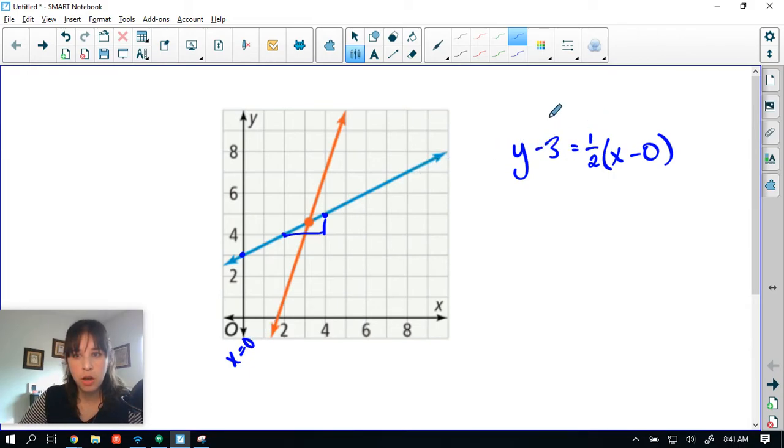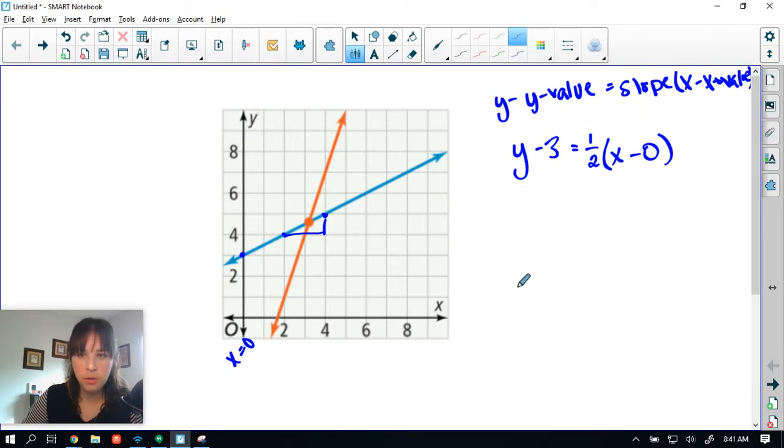All right, so this is point slope. You're going to do y minus y value on your graph. It could be any value, slope, x minus x value. And that's what I did here. Now I'm going to distribute that, so I get y equals 1/2 x. Oh, I'm adding 3 to the other side as well. 1/2 times 0 is 0, so this is plus 3. So here's my equation for the blue line.